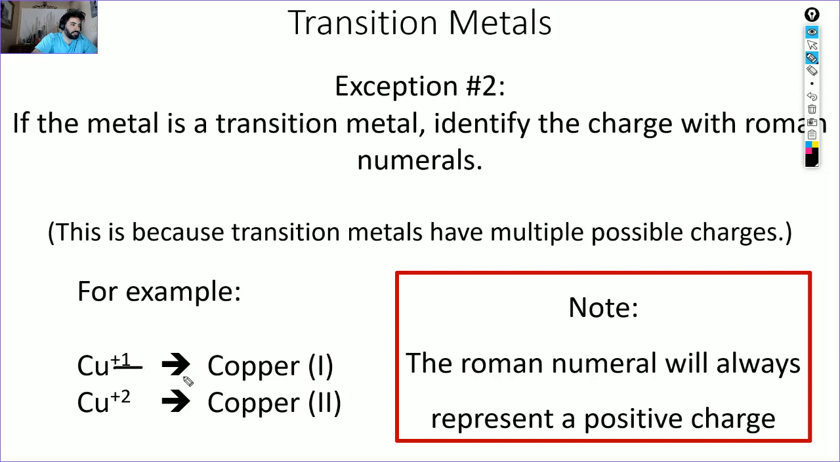Copper +1, you'll write with a +1 with a Roman numeral 1. Copper +2, Roman numeral 2. So transition metals are actually easy when you go this direction because I'm giving you the Roman numeral right here in the charge. And something to remember is that the Roman numeral will always represent a positive charge because it's a metal, and metals always give away electrons forming a positive charge. That's why they're conductive. That's why we use them for electrical wire.